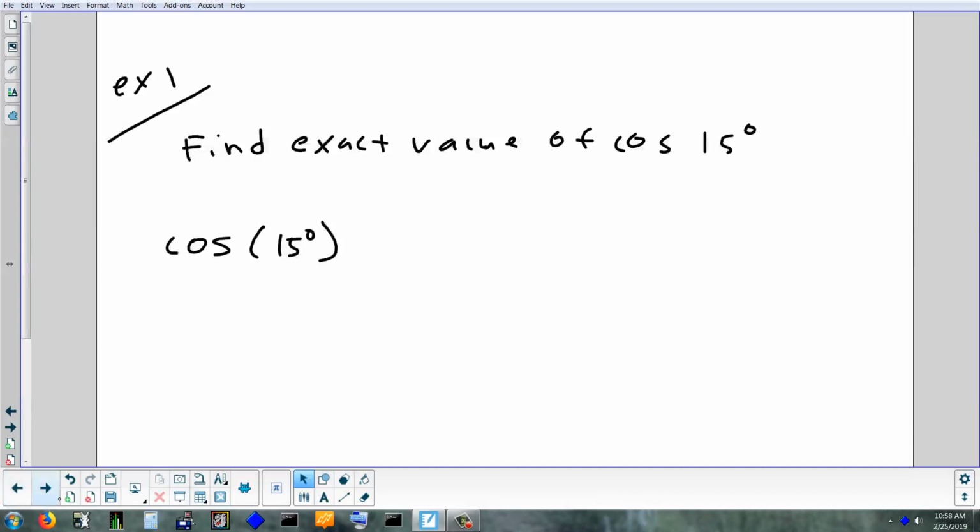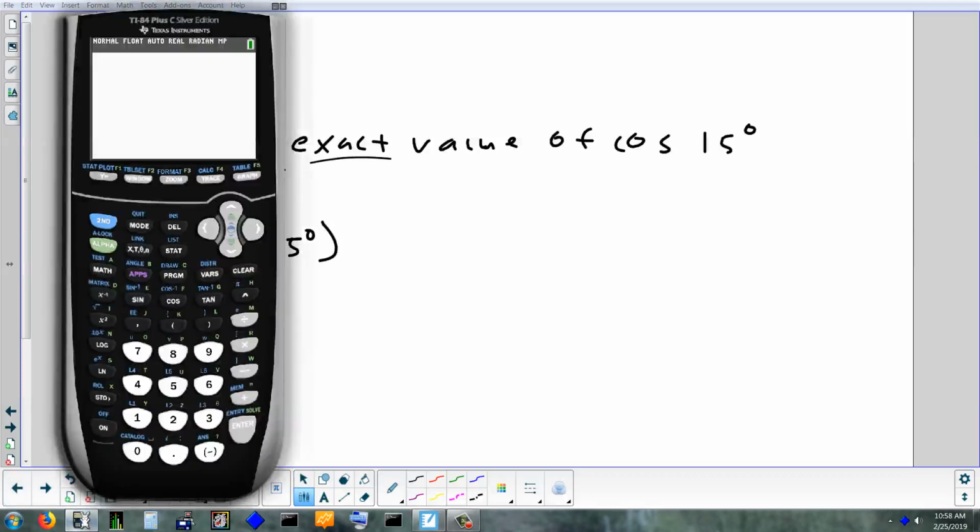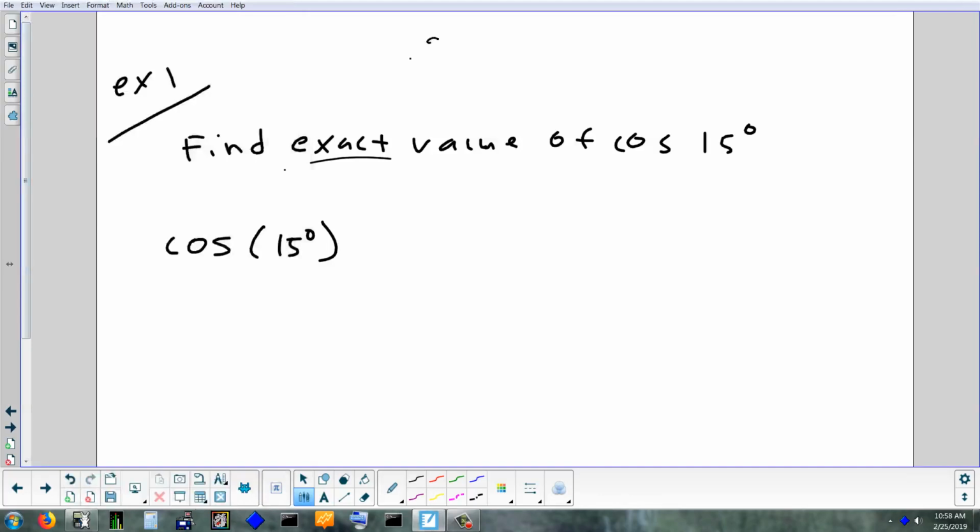Okay. So, I want to find the exact answer for the cosine of 15. Now, if I type it in on the graphing calculator, this is what's going to happen. You're going to get a decimal. But that's not the exact answer. It's about 0.9659. I'll write that down, but that's not the answer. What I'll do is once I get my answer, I'll see if it's 0.9659, and then I know I'm right. But they want the exact answer.